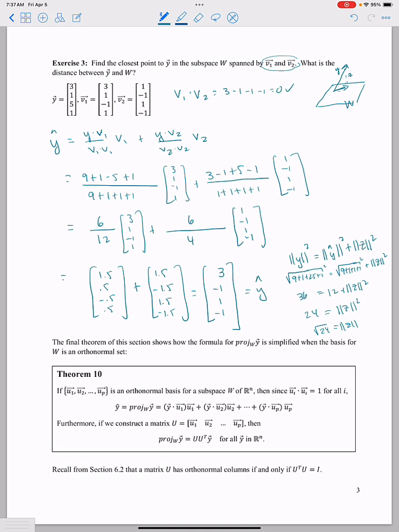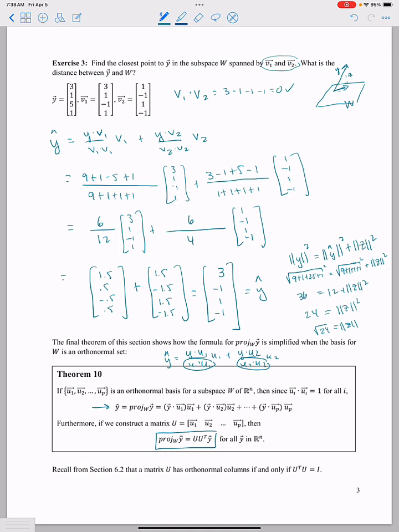This final theorem shows a simplification of finding the projection onto a subspace when you have an orthonormal basis. Thinking about the original formula, y hat equals y dot u1 over u1 dot u1, times u1, plus y dot u2 over u2 dot u2, times u2. It keeps going, but if it's an orthonormal basis, we know that this is 1, because the vectors dotted with themselves are 1. So that's why all the denominators go away in this formula. And so this tells me the projection.